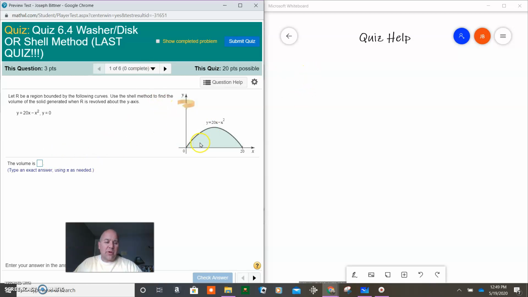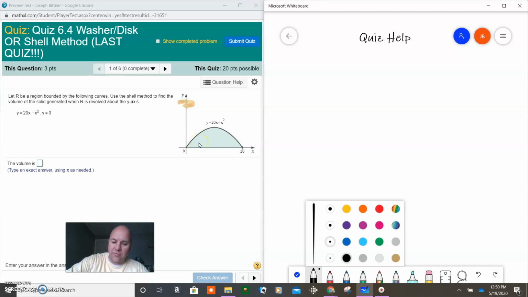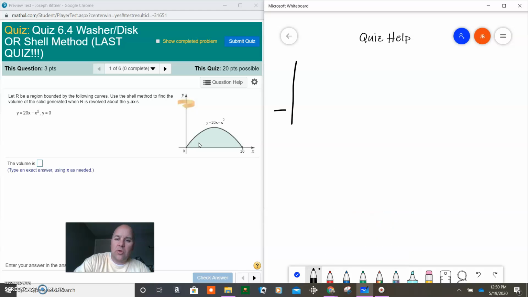So looking at this first problem, they're rotating around the y-axis. Well, you have to do the shell method on this because if you look at the picture, and again, let me draw a picture here for it already. So if we try to do a washer or disk, we have to take top minus bottom. And since we're rotating this around the y-axis, the top is this side, the bottom is this side. Well, we can't take these same equations minus each other.